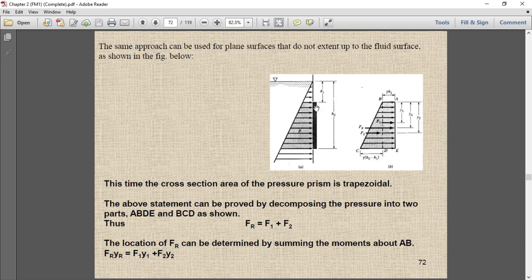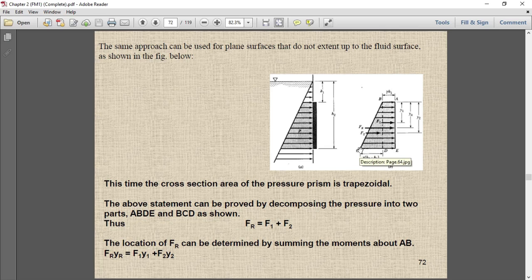If the vertical flat surface is not in contact with the free surface, this is another way to find the pressure, because we split the pressure distribution into two profiles. One is the uniform pressure distribution and one is the varying pressure distribution. The force exerted due to the uniform pressure distribution is F1, which acts at the centroid of the flat surface, and the other is when the pressure is varying.